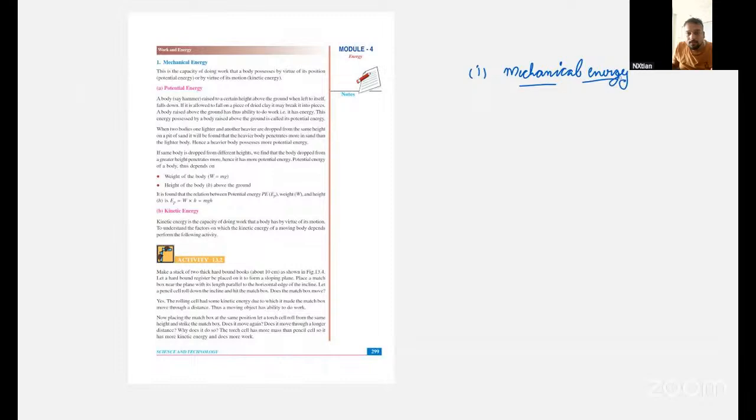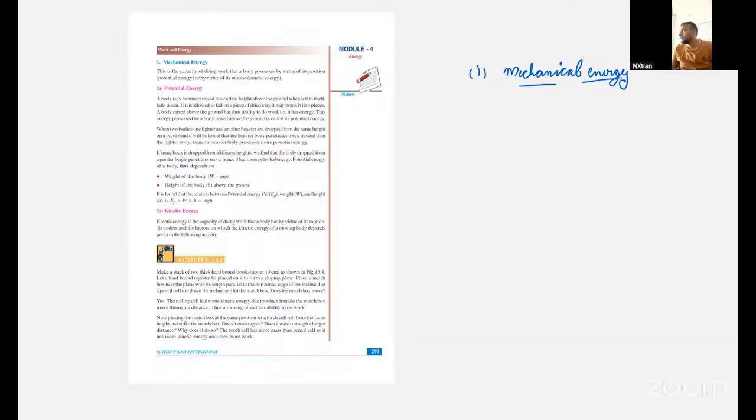Because the arrow is moving, it has some energy that is called mechanical energy. So mechanical energy is basically work, right? It's the work that we do or that a motor does. Because the work is done, it is transformed in the form of energy.